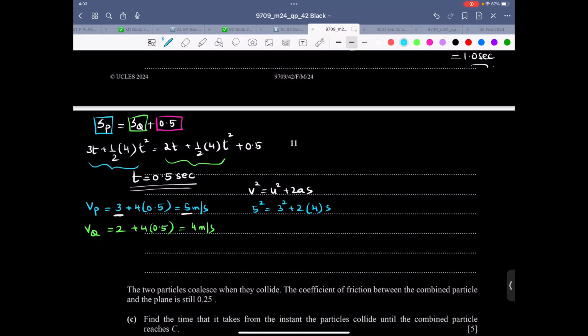25 minus 9 is 16. 16 divided by 8, so S is equal to 2 meters. This is from the perspective of P.